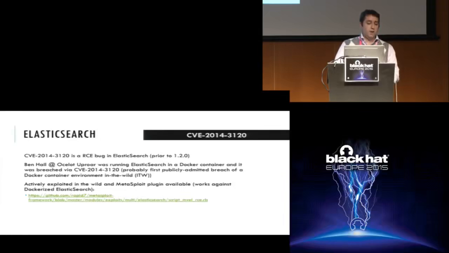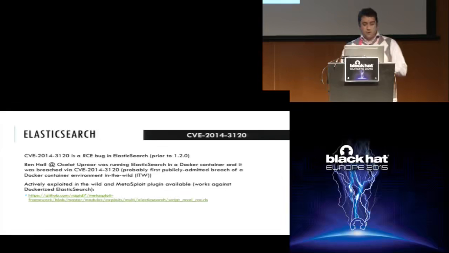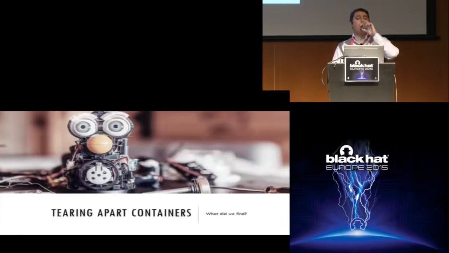So this is Ben Hall, who works at Uproar, a UK company. He had turned on a Docker container, running Elasticsearch in the Docker container. I'm not sure how much time elapsed, but the next time he looked, the Docker container was part of a botnet. And there's Metasploit plugins available for that. And so for that reason, highly likely to happen again.